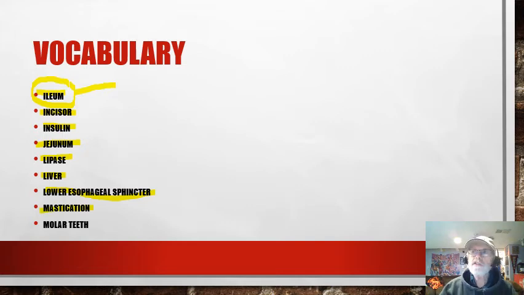Mastication. Mastication is just another word for chewing. So when you masticate something, and if you take anatomy and physiology, you'll talk about muscles of mastication, which are chewing muscles: temporalis, masseter, and the pterygoids, which make our jaws go back.